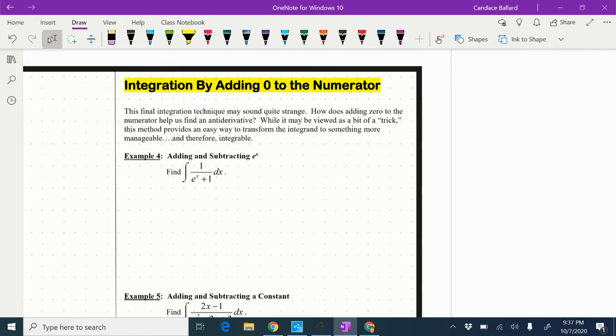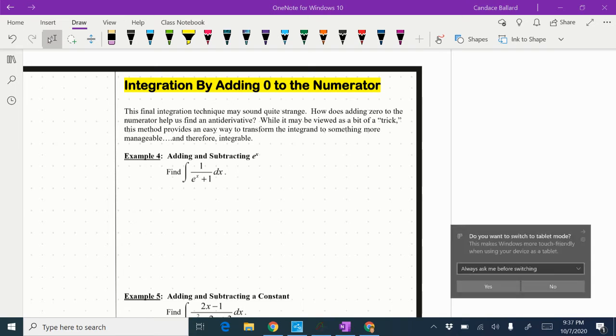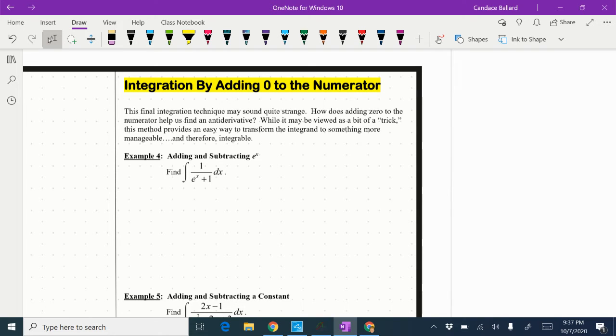So we've got one final topic or technique here in topic 6.10, and I know this wasn't part of our I can statements or essential question, but this is another one. It doesn't pop up a whole lot, but it's a good one to be aware of. So we're going to add 0 to the numerator, and it really sounds strange that we're going to do that. And it kind of sounds like a little bit of a trick, but sometimes it's an easy way to transform an integrand into something that's more manageable, and therefore we can actually integrate it.